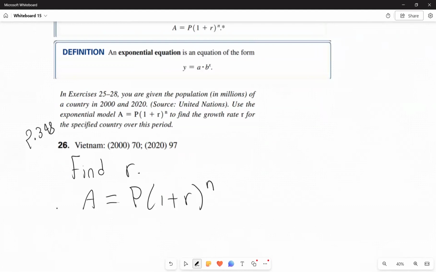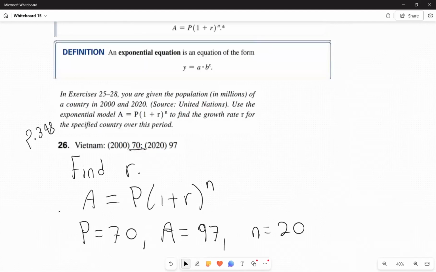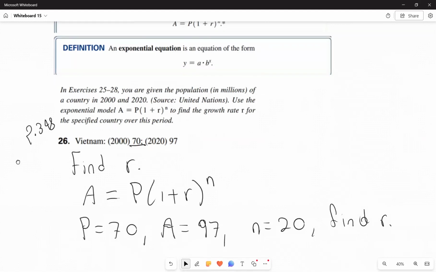Where the principal is the initial population, so P is 70. Then we want to find R. We know that from 2000 to 2020 is 20 years, and the population after 20 years is 97 million. So we need to find R, and that R must be a percent. Okay, so let's do that.